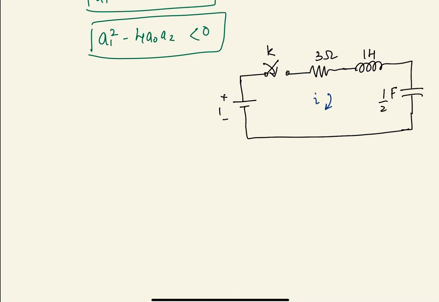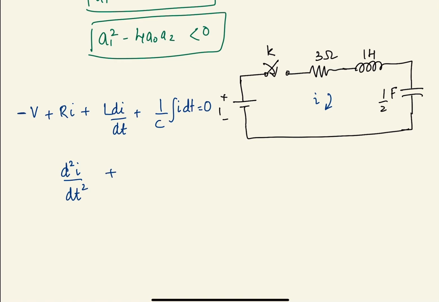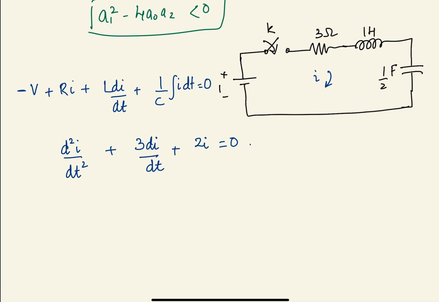So what is this I? We can simply say that this is L di by dt, or if we simply go around the circuit, let me just write it for your simplicity: minus V plus Ri plus L di by dt plus 1 over C integral i dt is equal to 0. If we arrange the values and put the appropriate values, and differentiate this again to remove the integral sign, we get the following equation: d square I by dt square plus 3 di by dt plus 2I equals 0. Okay, so this is the differential equation.